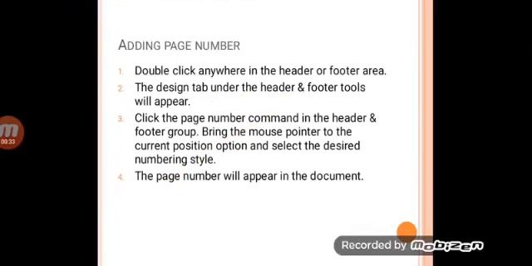Now the steps to add a page number as the header and footer in the document are as below. First, double click anywhere in the header or footer area. The Design tab under the Header and Footer tools will appear. Click the Page Number command in the Header and Footer group. Bring the mouse pointer to the Current Position option and select the desired numbering style. The page number will appear in the document.